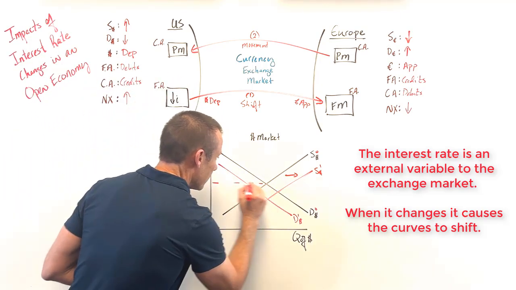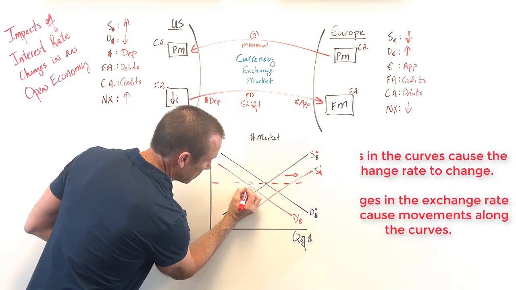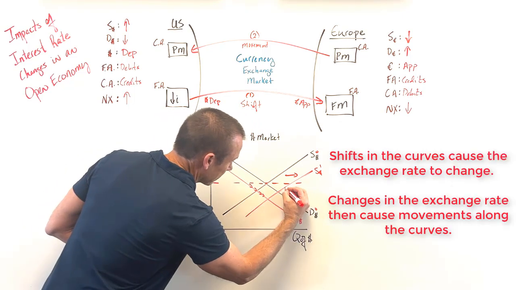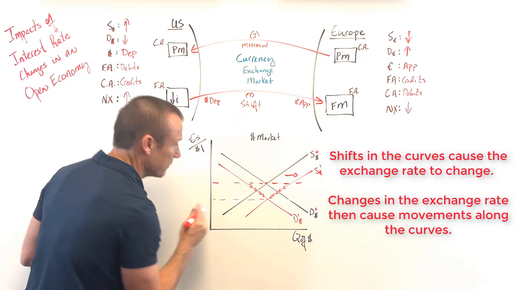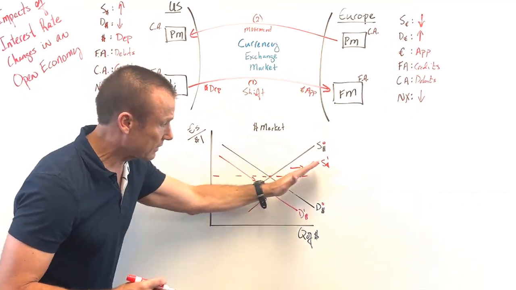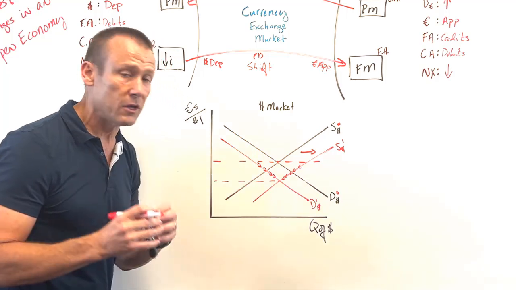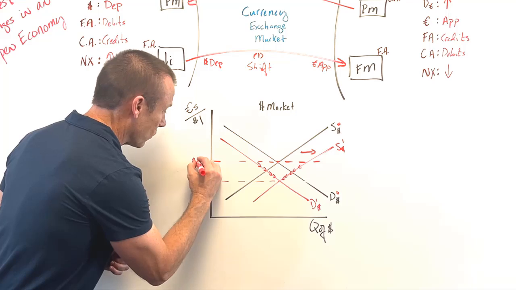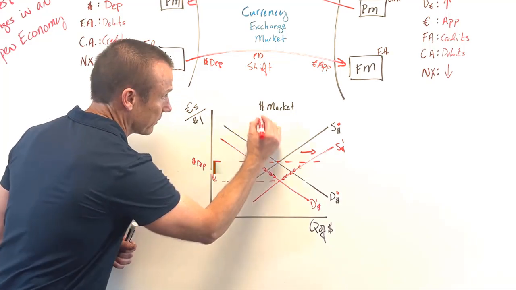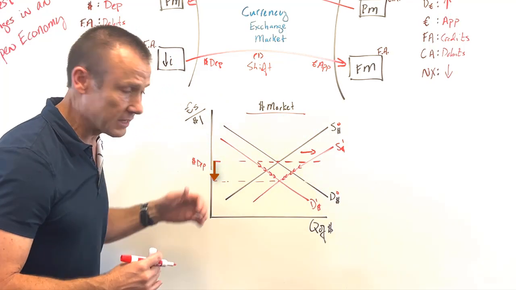Now, what's going to happen is we're going to get these movements like this along the line. Now, why are we moving along the line? Because when the interest rate changed, we got an increase in supply and decrease in demand, we got a surplus of dollars. And that's why that dollar is going to depreciate. We can see it right here. This is a dollar market. We see that dollar depreciating.